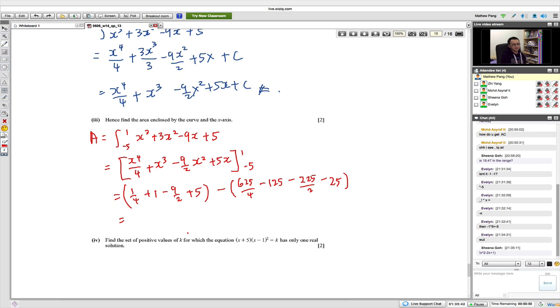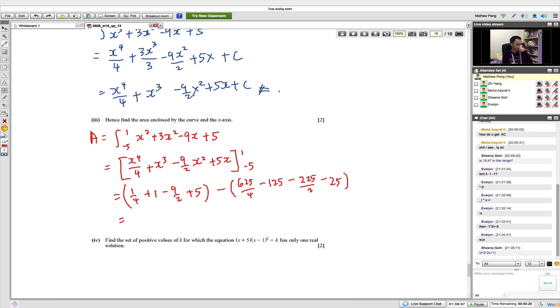Your final answer should be 108. So you try to see whether you can get 108 or not. You just plus everything together, you should be able to get 108.